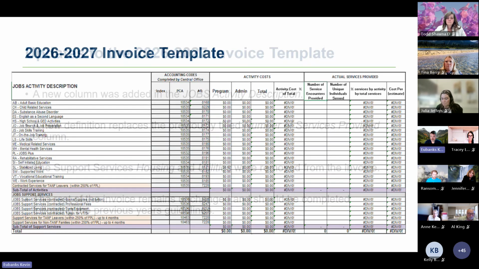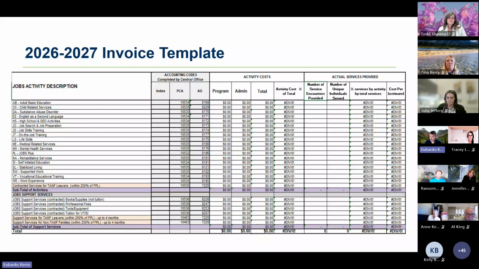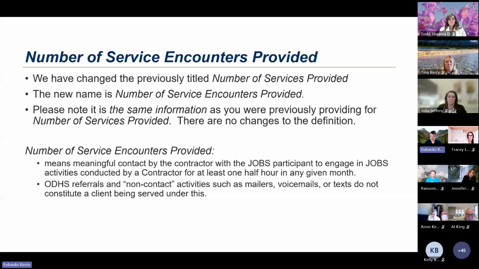So here is the jobs activity description of the new invoice template. And you can see that there were a couple additions to it and a couple minor changes. So first one is the number of service encounters provided. We've changed the previously titled number of services provided. The new name is the number of service encounters provided. Please note this is the same information as you were previously providing for number of services provided. There are no changes to the definition.